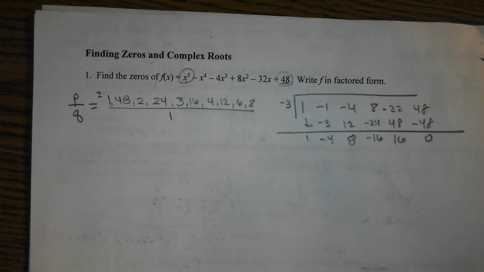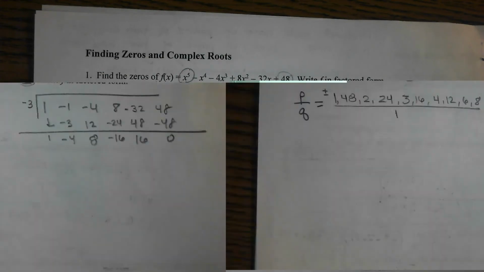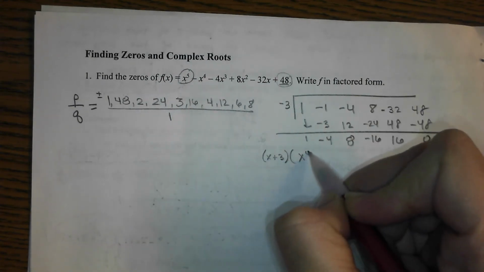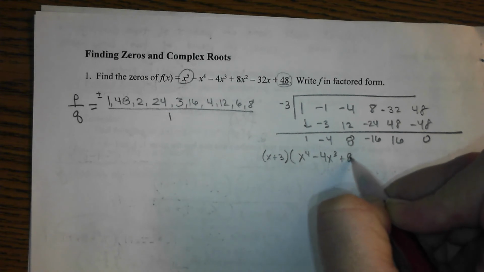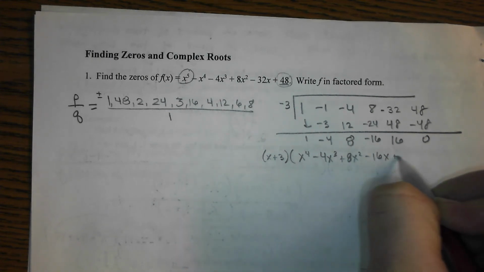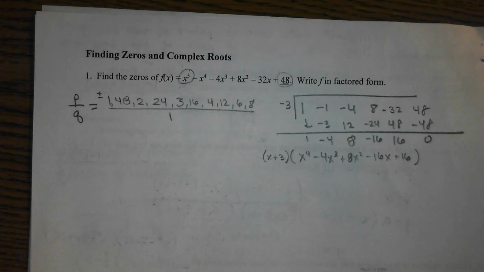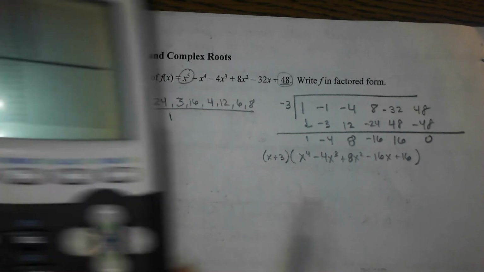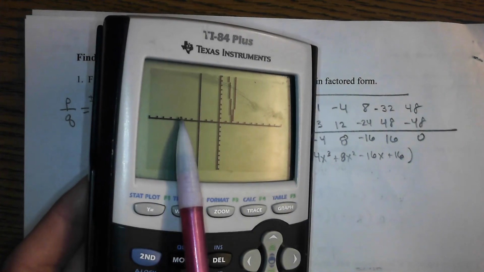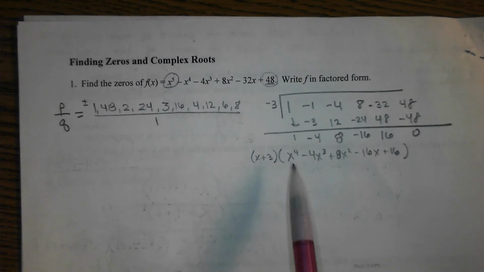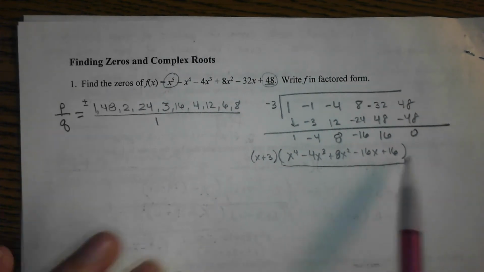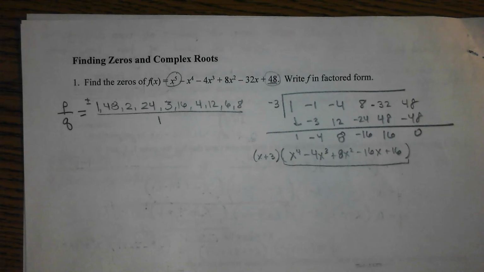Okay. So, as of right now, it's down to x plus 3 and x to the 4th minus 4x cubed plus 8x squared minus 16x plus 16. Now I'm going to continue factoring this polynomial by synthetically dividing out the next root that I see, which is 2. But I'm using these numbers in my synthetic. I don't want to go back to my original. I don't want to refactor off of my original.